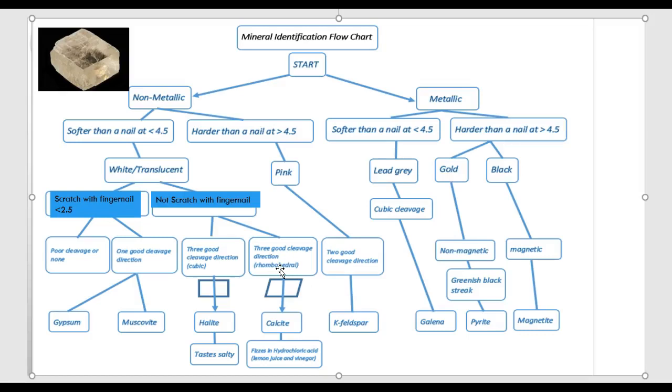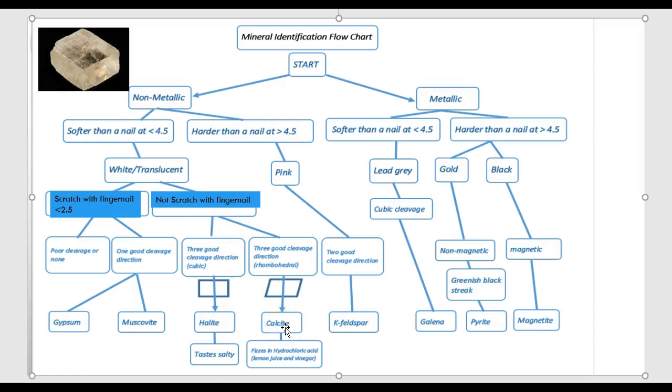All right. So the next thing is to determine what type of cleavage. Is it cubic or is it rhombohedral? Cubic meaning it's square like the picture down here. Rhombohedral meaning it's kind of a leaning box like we see in the picture on the other side. And yep, this one's kind of a leaning box. So we're going to come down and this one's calcite.